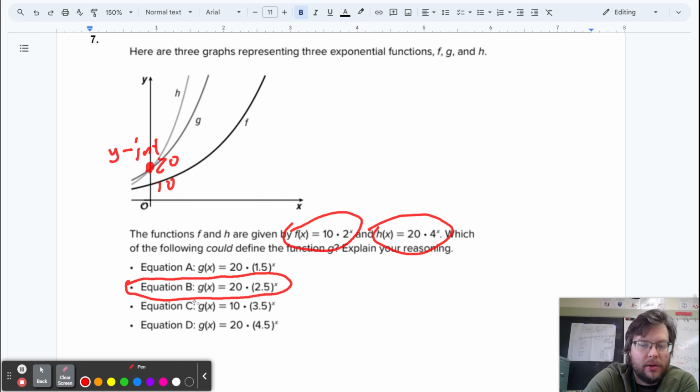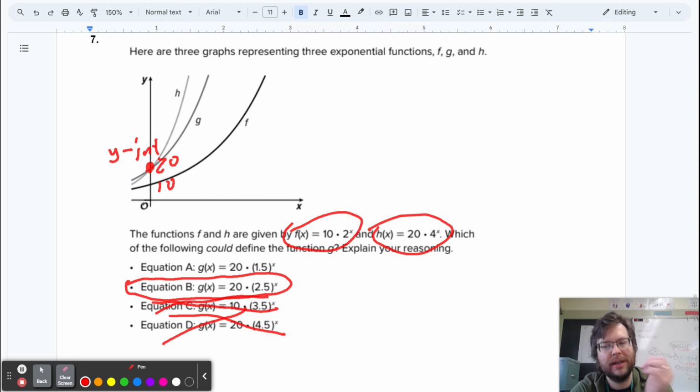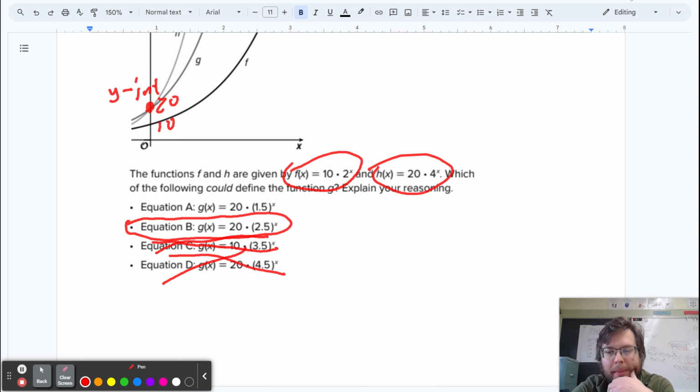It can't be equation C because equation C has a y-intercept of 10. It can't be equation D because that's steeper than H. And it can't be equation A because that is less steep than F, and so they would cross over each other, G and F would. And so that's it. Please let me know if you have any questions or comments, and I'm happy to help out.